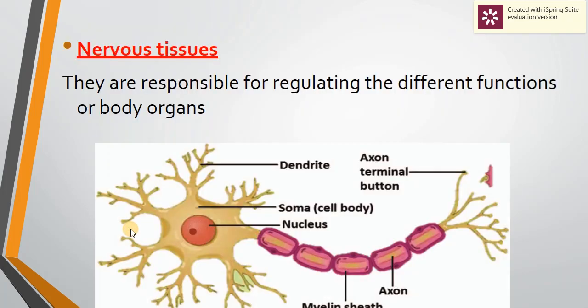The last type of tissue is the nervous tissue. Nerves come from the nervous system, the brain, for stimulation and regulation. So they are responsible for regulating different functions or body organs. The nervous tissue is formed of what are called nerve cells or neurons. This is the structure of a nerve cell or neuron. Each nerve cell is the building unit of the nervous tissue.